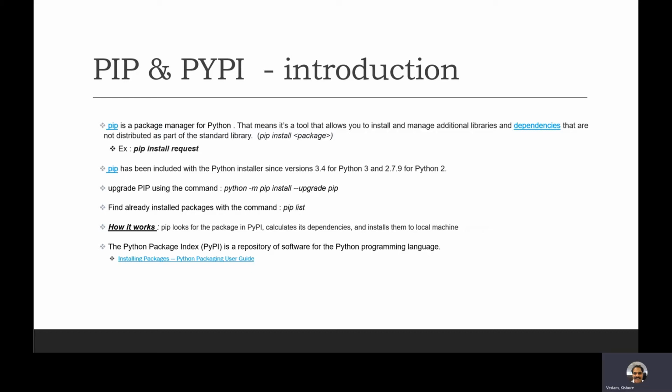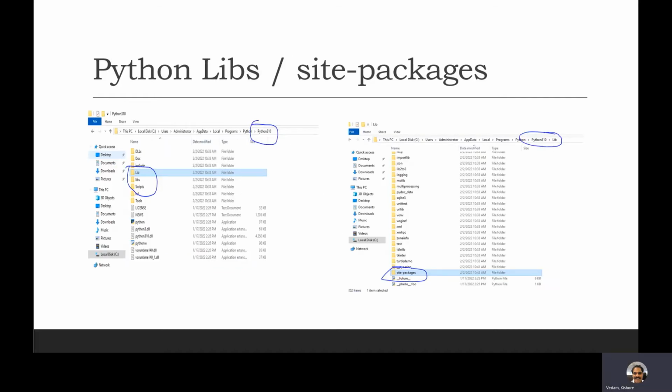We will talk more about installing multiple packages during the course, so this is just an introduction. How does it work? When you install a package or a library, it looks for the package in the Python Package Index repository, calculates its dependencies, and installs them on the local machine. The Python Package Index is a repository of software for the Python programming language. There is a relation between these two. For example, in a system where Python is installed, you see the libraries already present.